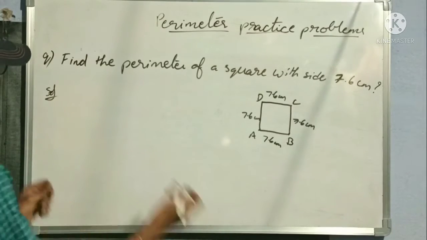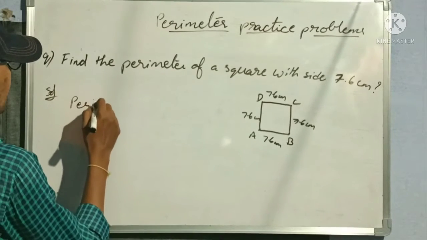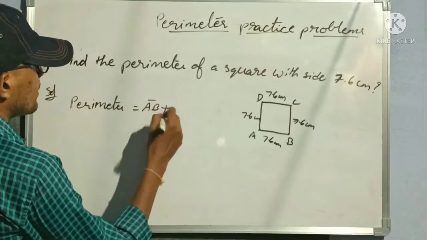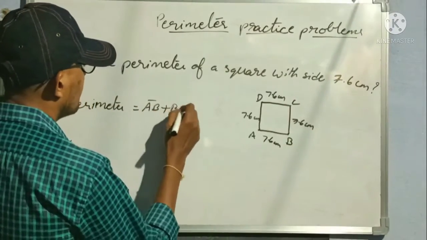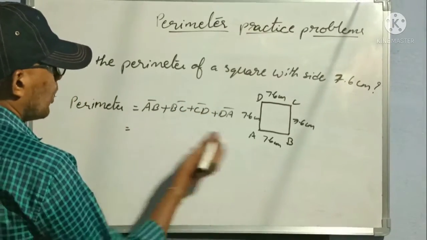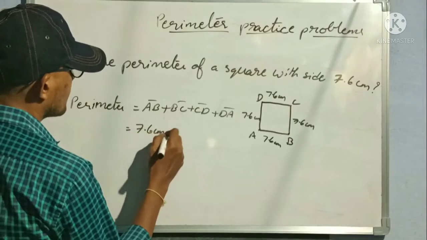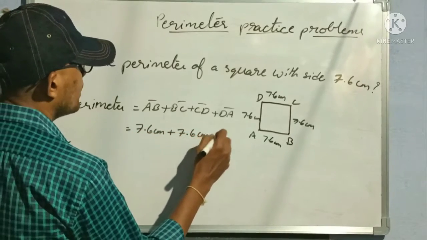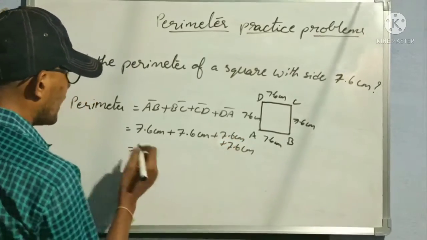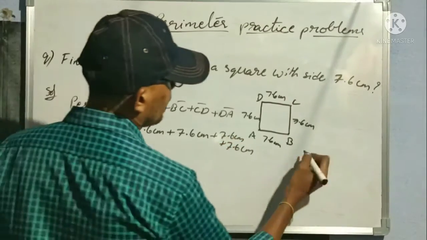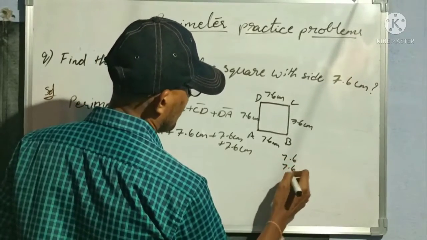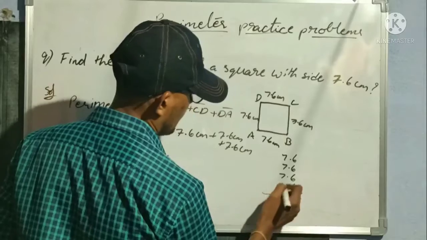Right? So, perimeter. If you know the general formula, then you can use it, that is the sum of all sides: AB plus BC plus CD plus DA. All are equal, right? So, 7.6 plus 7.6 plus 7.6 plus 7.6. How many times? 4 times. If you want, you can add; if not, multiply. Both are the same.